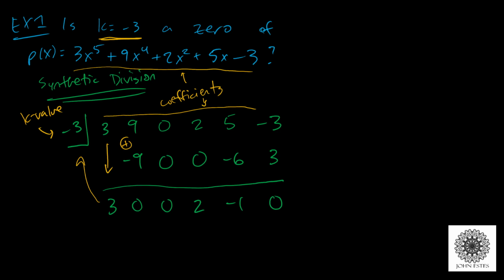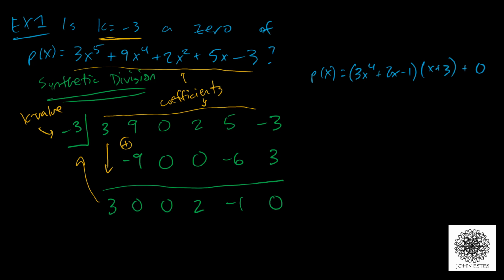Okay, and there I have it. I have finished the division process. So what I've said is this, that p of x, this long 5th degree polynomial, can be factored like this: 3x to the 4th plus 2x minus 1 times x plus 3 plus 0, 0 being my remainder.